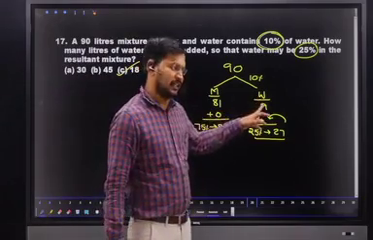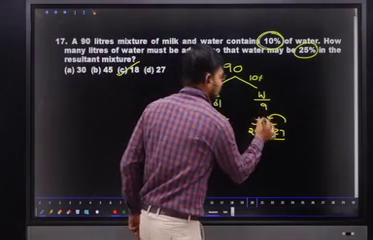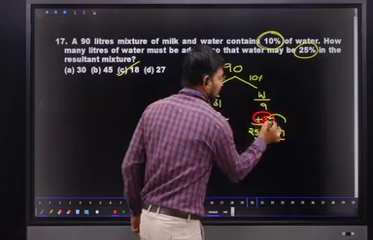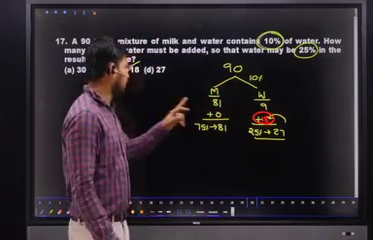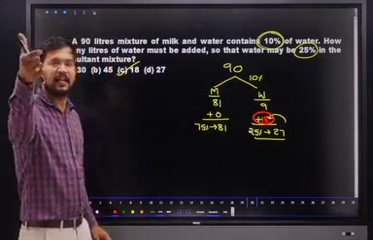Initially only 9 liters are there. How much do I need extra? 18 liters. I need to add 18 liters from outside. So your answer is what? 18 liters. Option C is the right answer.